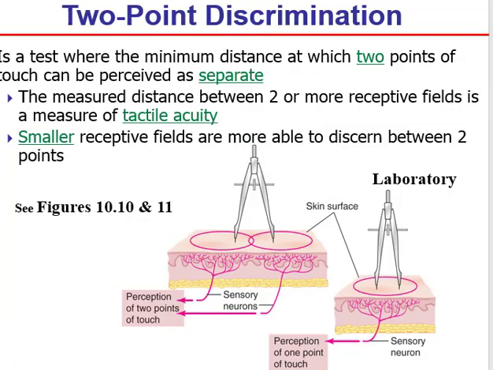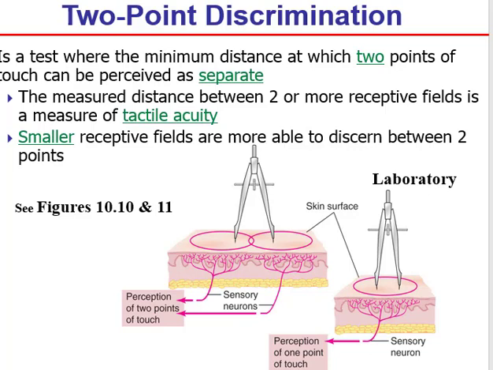2-point discrimination test. Okay, this was normally carried out during lab, but we should be able to get the idea here by using figures 10.10 and 10.11. We use calipers in the lab to measure the distance between 2 points and touch the patient's skin each time while moving the 2 points closer and closer together until ultimately the patient cannot tell that 2 distinct points are touching them. The test is over when the patient says they can only feel 1 point, but you know there are really 2. The measured distance between 2 receptive fields is a measure of tactile acuity.